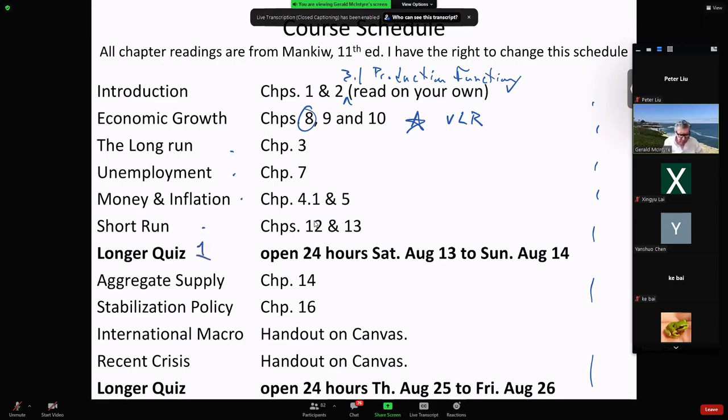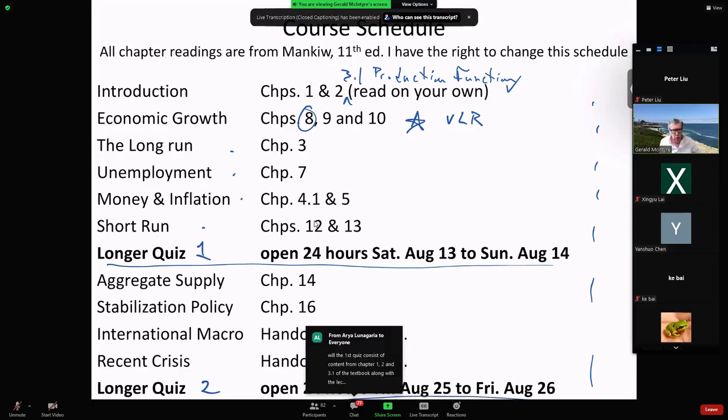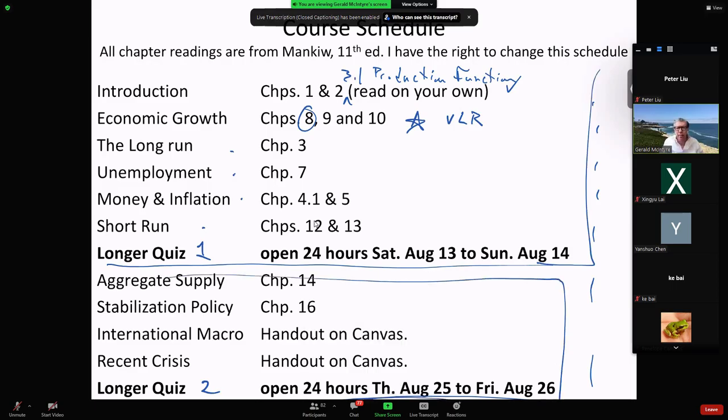The longer quiz will happen right here at this date on the 13th and 14th, right around the introduction to the short run. And the second longer quiz will happen at the end of the course. Okay. Yes, the first longer quiz will concern the first part of the course, and the second longer quiz will contain the second part of the course.